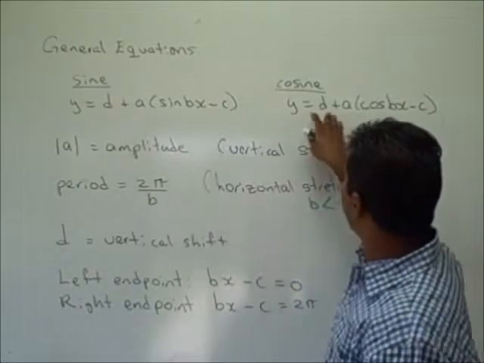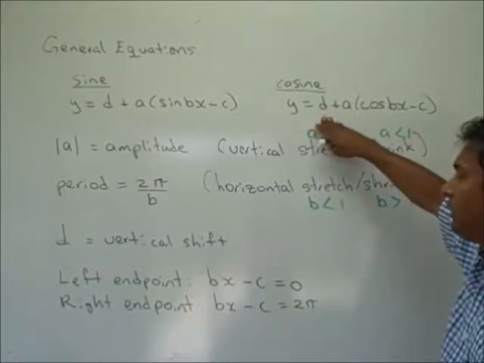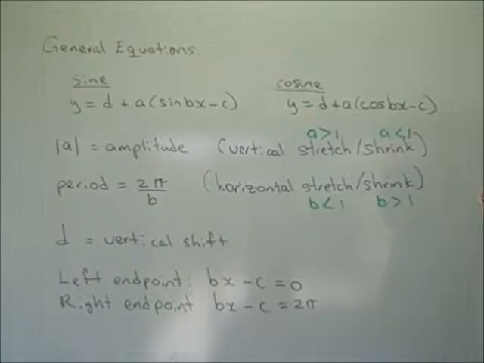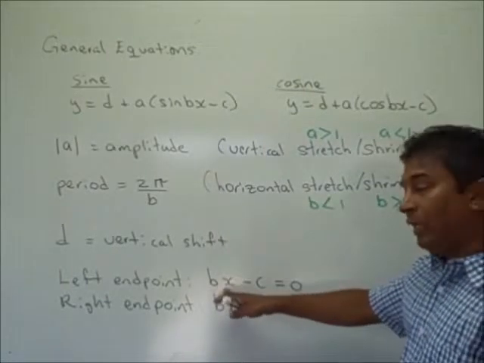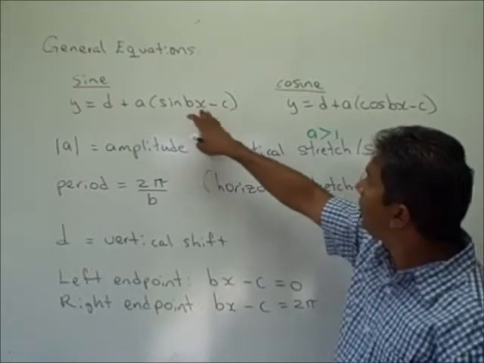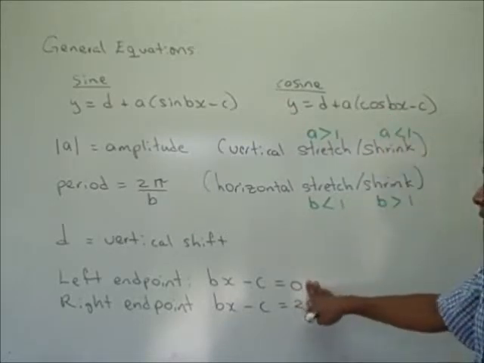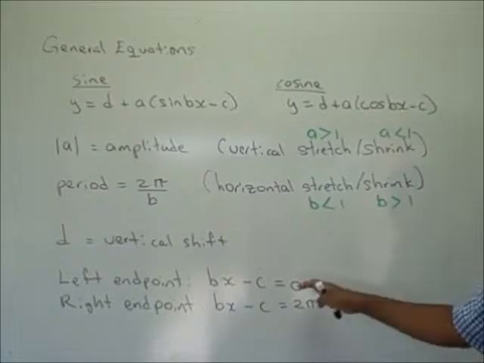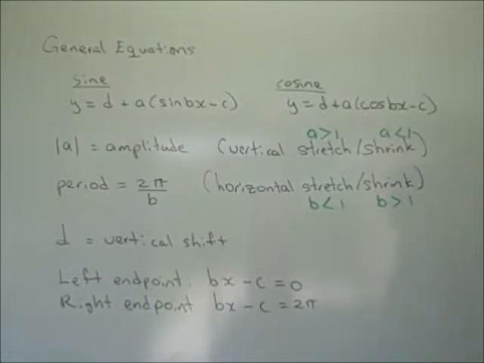D in both functions is our vertical shift, so it will either shift our entire graph up or down. To determine the left endpoint and the right endpoint of our sine or cosine function, we set the inside bx minus c equal to 0 and bx minus c equal to 2 pi. Now we will look at some examples using all these tools to sketch our sine and cosine curves.